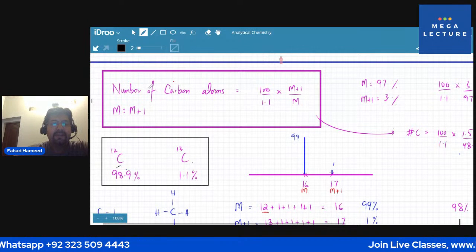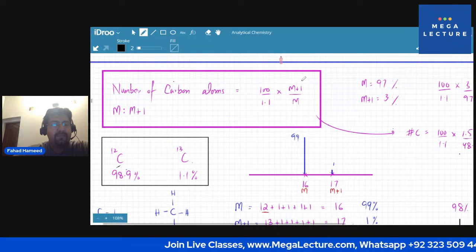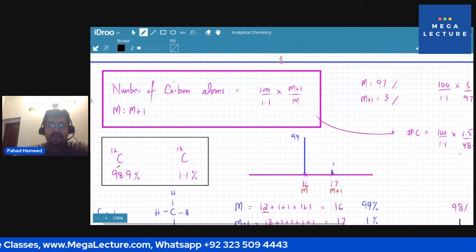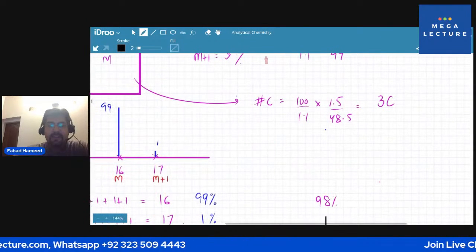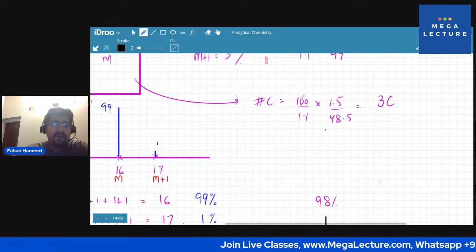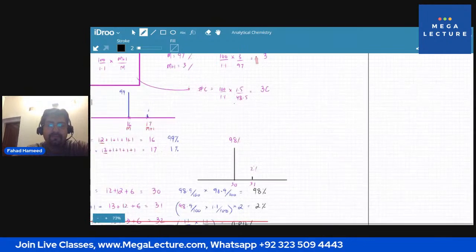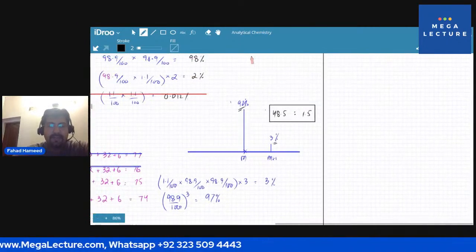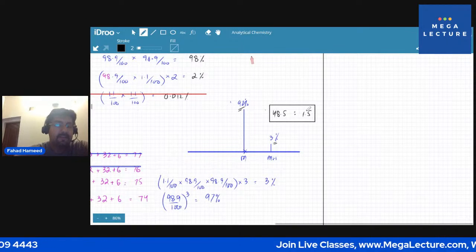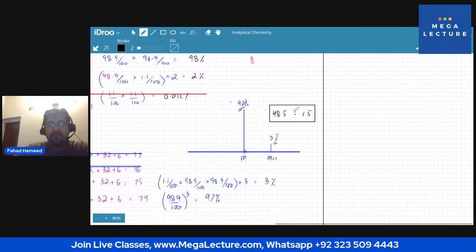Then you can figure out the number of carbon atoms based on the ratio, M plus 1 ratio M. You plug the ratio into 100 over 1.1, and whatever number you get, rounded off, is the number of carbon atoms. For example, we had a ratio of 48.5 ratio 1.5. I put it in the formula, 100 over 1.1 into M plus 1 divided by M, and I got 3 carbon atoms. 97:3 is the same as 48.5:1.5. The confusion would be that they wouldn't write 97:3. They might give it in some other form.